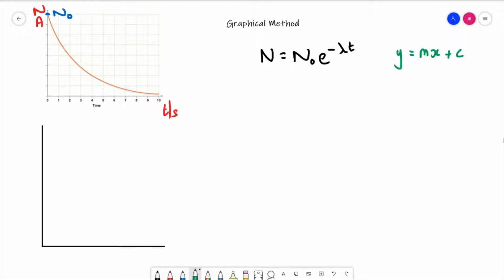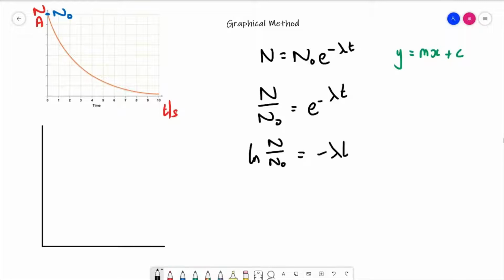At this point then we need to take that equation and mess around with it and see what we can do with it. So the first thing I'm going to do with this equation is to divide both sides by N naught. So we get N over N naught is equal to e to the minus lambda t. My next step is to take the natural log of both sides. Now natural log of N over N naught is equal to minus lambda t.